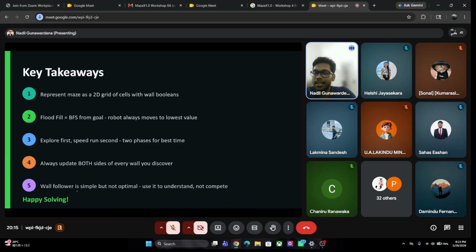Those are the things that I intended to cover in today's session. Representing the maze as a 2D grid of cells, and the flood fill algorithm, which is actually a breadth first search, and also how the exploration happens at first, the mapping of the arena, and how the speedrun occurs in the second phase. And always mirror your updates when you detect a wall. If you have detected a wall on the right, you have to update that wall on the left also.